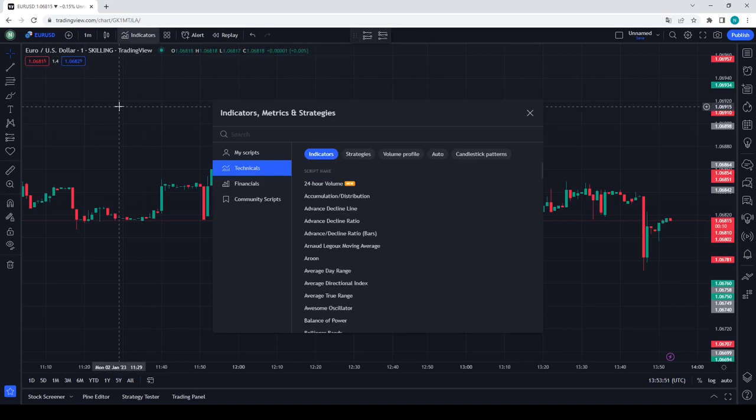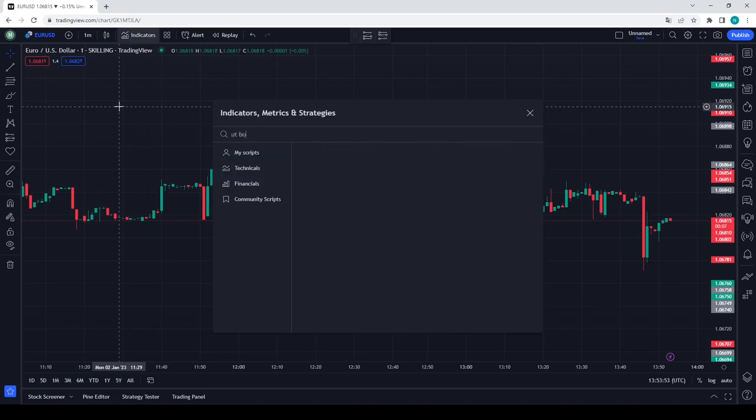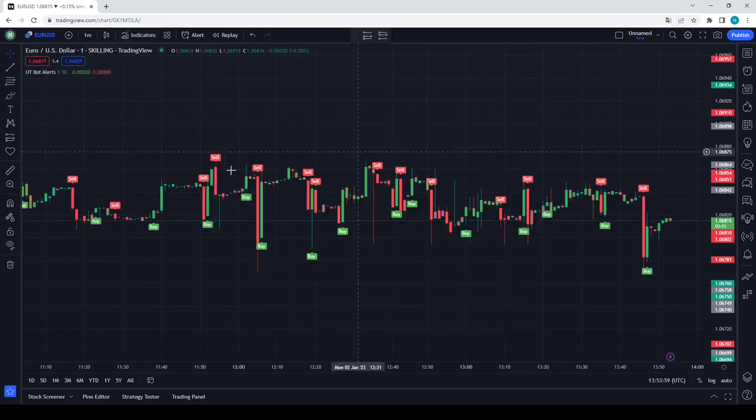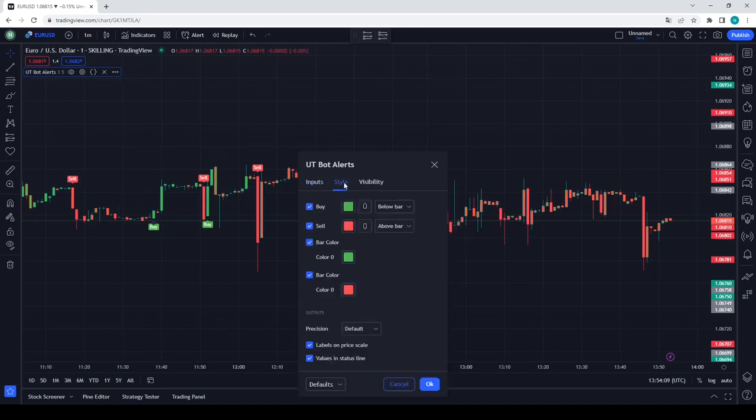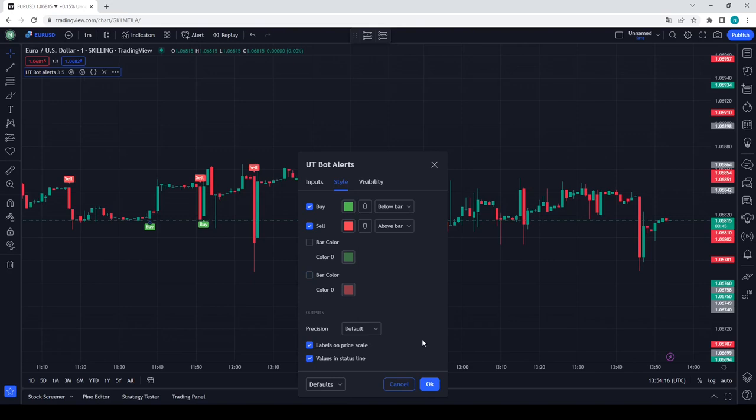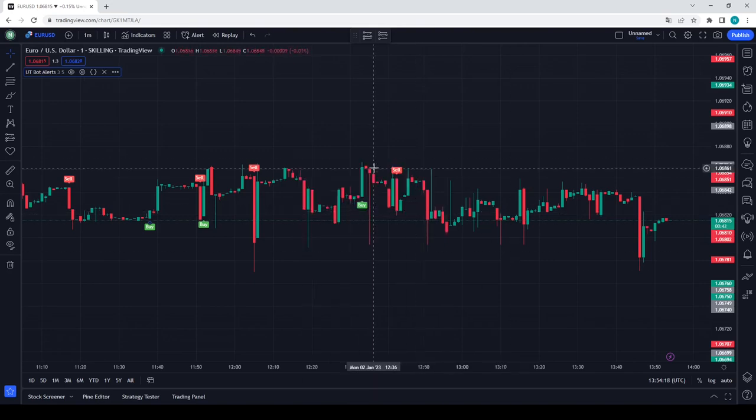So the first indicator that we need is the UTBot alerts from Quant Nomad. And we will have to do some minor changes. So we will set the key value to 3 and the ATR period to 5. The style, we will uncheck the bar colors, so these two boxes. And that's it with this indicator.